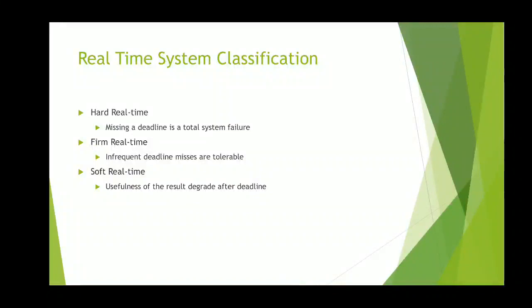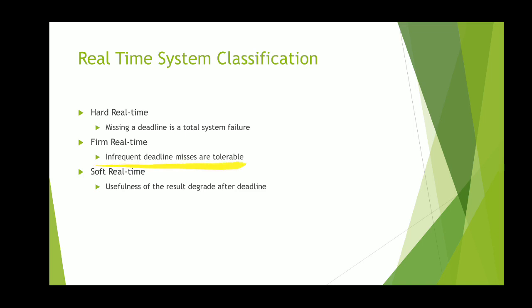Depending on the time characteristics of the real-time system, the real-time system is classified into three: hard real-time system, firm real-time system, and soft real-time system. And in the case of a hard real-time system, missing a deadline is a total system failure. It means that the hard real-time system is expected to respond within the time bound or within the deadline. And if the system does not respond within the deadline, then it will cause a system failure.